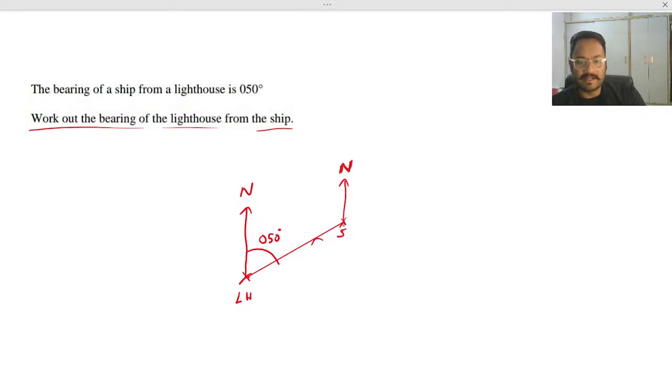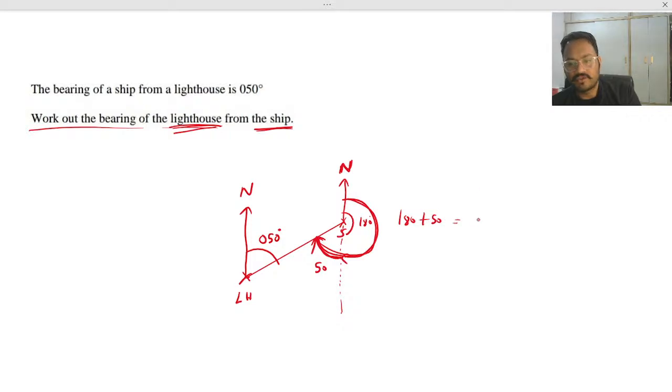Now see, if I extend this line, it will be a parallel line, and this angle will also be 50 degrees. And you know that we need to measure the bearing of the lighthouse from the ship. So we need to go to the ship and we need to cover this whole distance till here. So this is 50, and this we know is 180. So 180 plus 50 is how much? 230 degrees is the correct answer. So the bearing of this is 230 degrees.